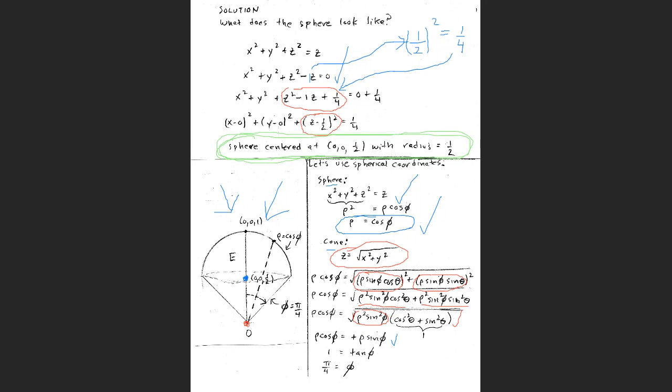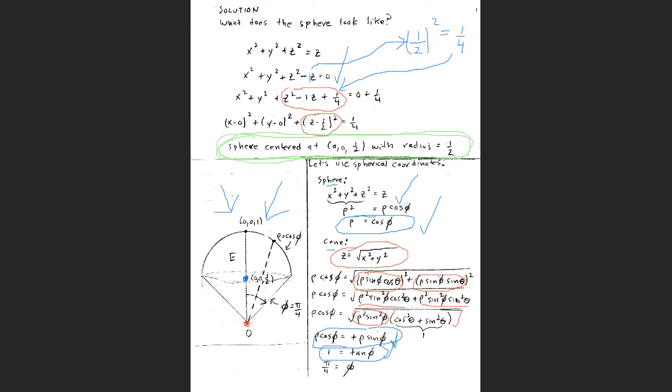We take the positive root because all of the z coordinates are positive in that solid E. So rho cosine phi equals rho sine of phi, but that means if we divide both sides of this equation by rho cosine phi, we'll get 1 equals the tangent of phi. Sine over cosine is tangent. Well, if 1 equals the tangent of phi, that means phi is going to equal, in this case, pi over 4.